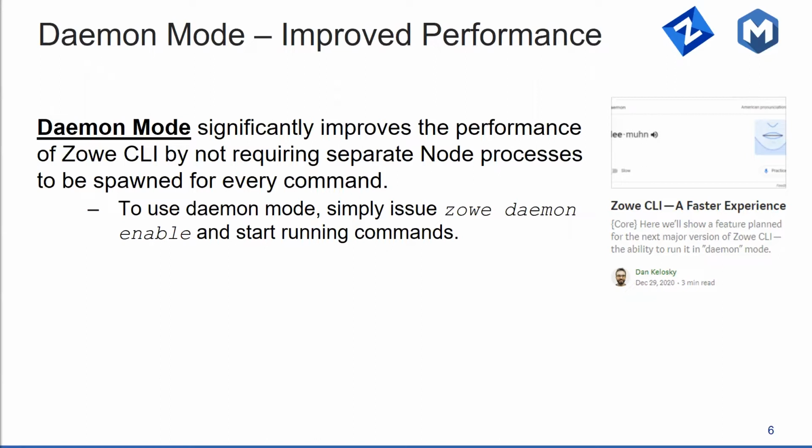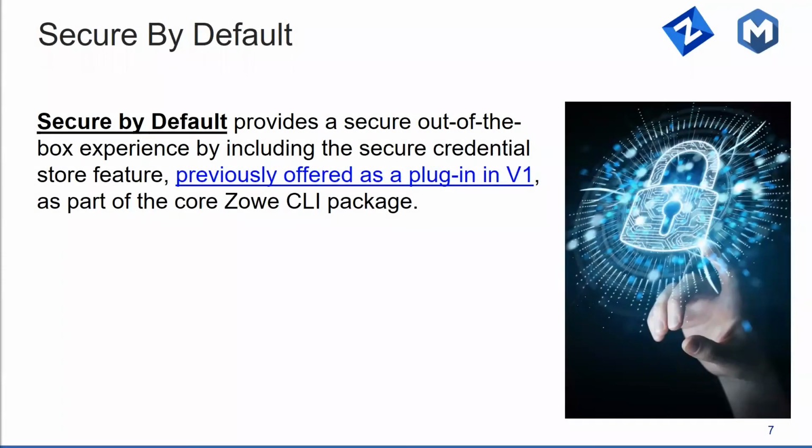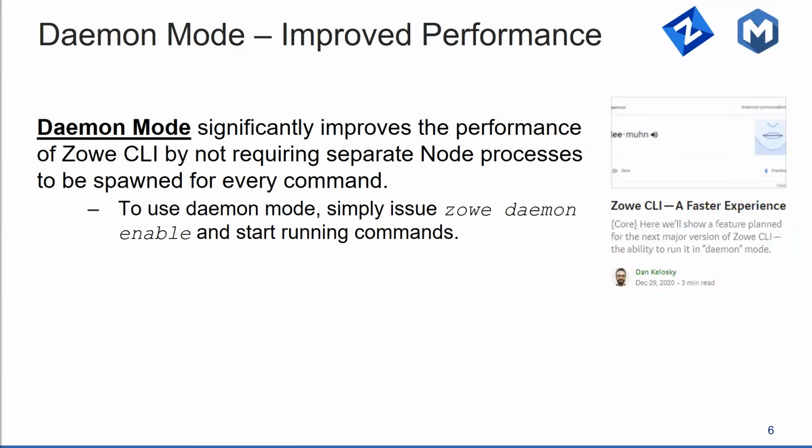And to set this up, after you install the core CLI, you'll just be able to run Zowe daemon enable and start running commands. In the current validation version that's on zowe.org today, I just wanted to note it doesn't yet have the Zowe daemon enable command. That is in development. There's a pull request open. It's just about to merge, and it will be in the next validation preview. If you follow this blog written by Dan Koloski, Zowe CLI A Faster Experience, you'll see the documentation today telling you how to set this up, but that will all be simplified by running a single command to enable this, and should greatly improve response times.